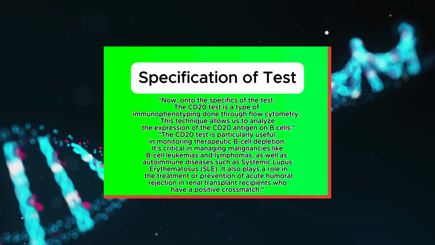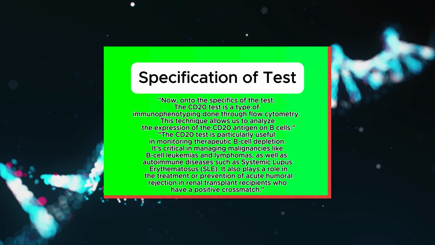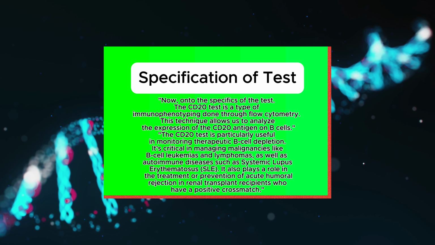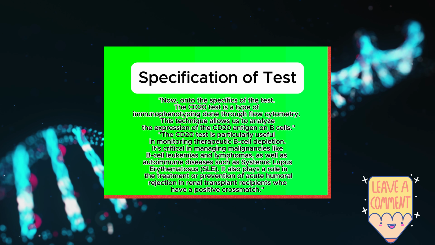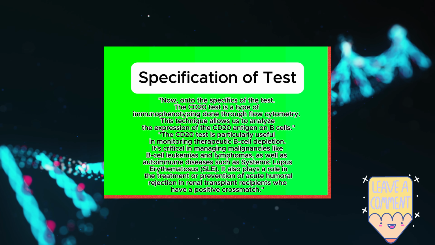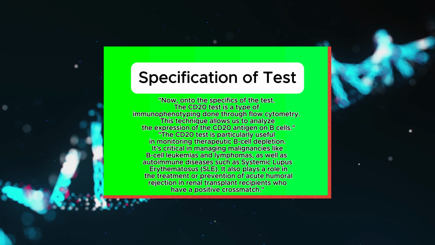Specification of test. Now, onto the specifics of the test. The CD20 test is a type of immunophenotyping done through flow cytometry. This technique allows us to analyze the expression of the CD20 antigen on B cells. The CD20 test is particularly useful in monitoring therapeutic B cell depletion.